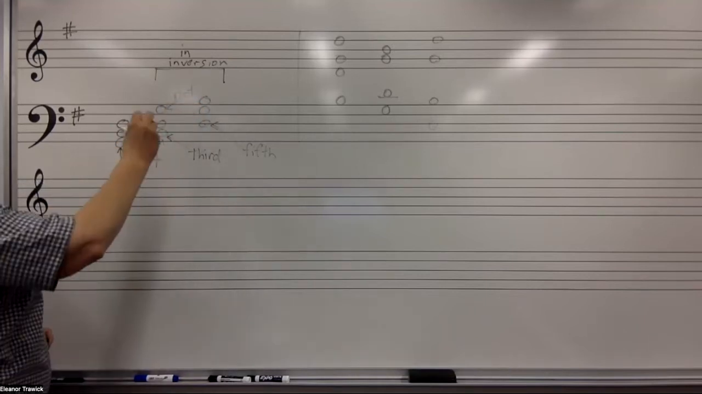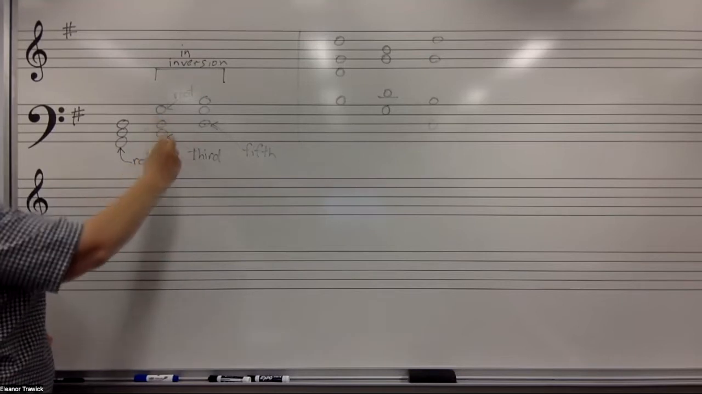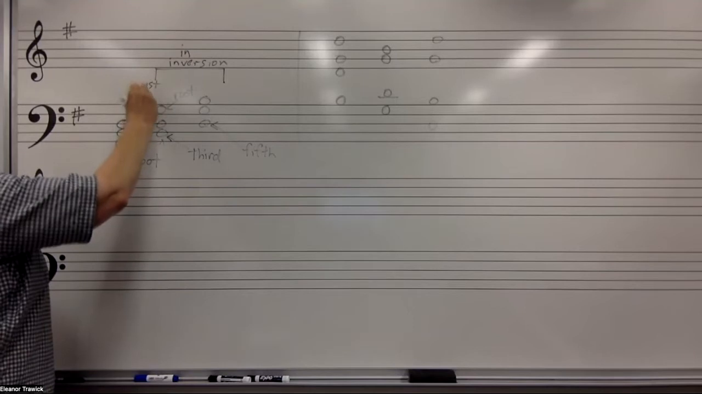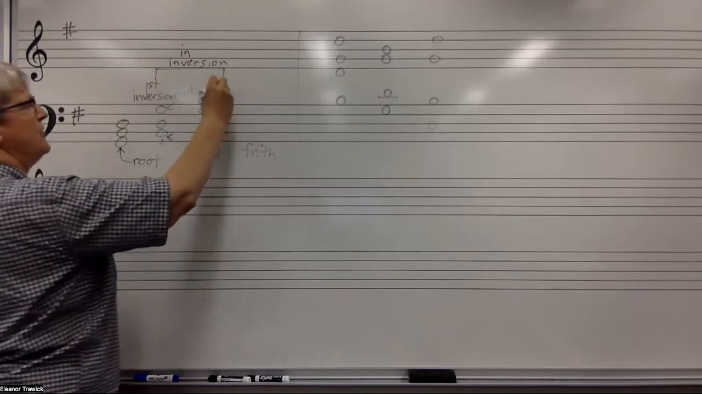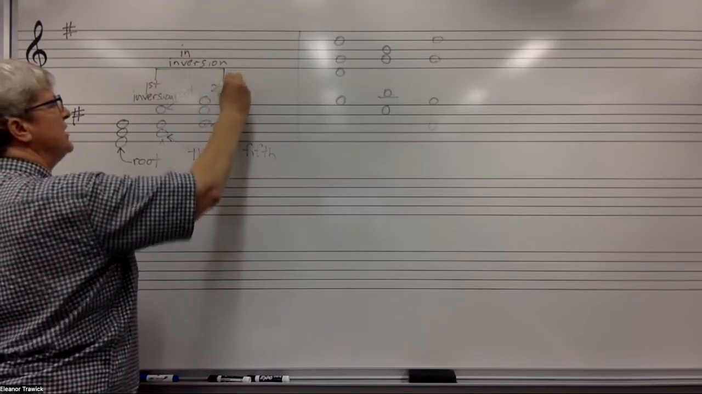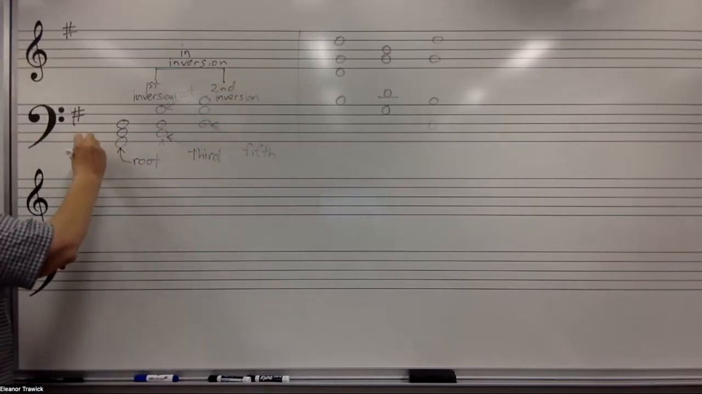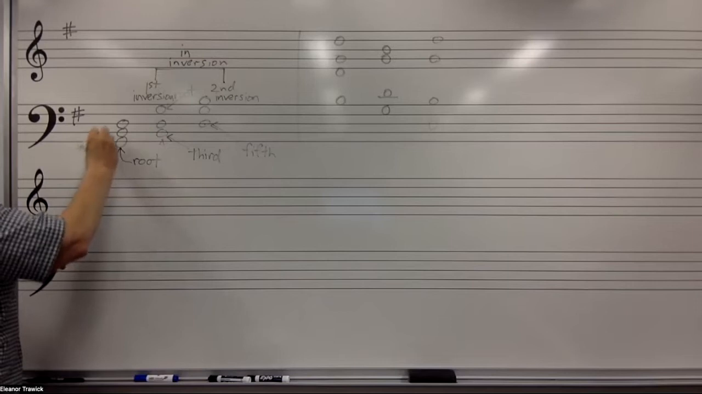and an inversion of the chord. The chord that has the third on the bottom is said to be in first inversion, and the chord that has the fifth on the bottom is said to be in second inversion. The chord that has the root on the bottom is said to be in root position.